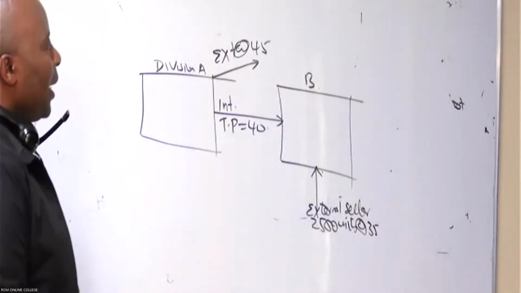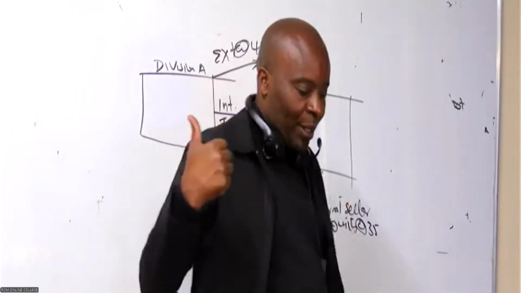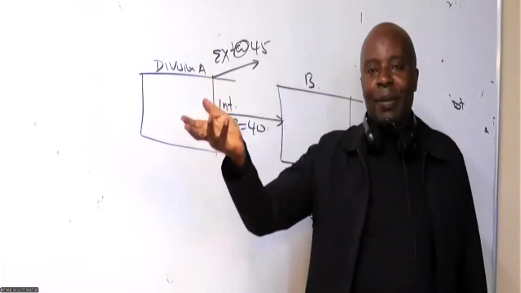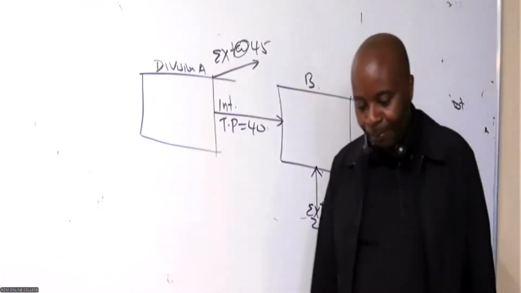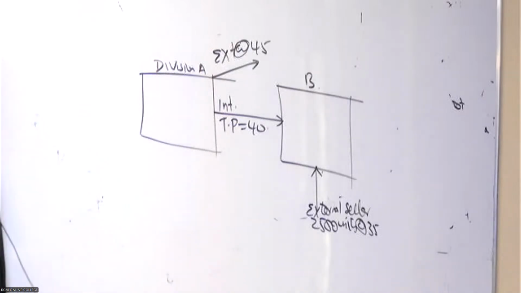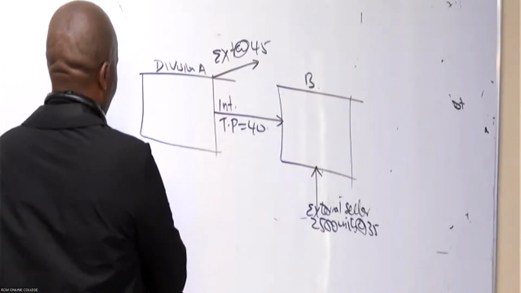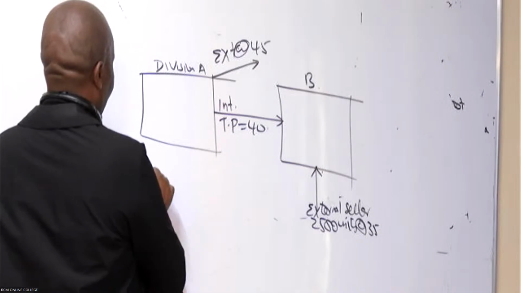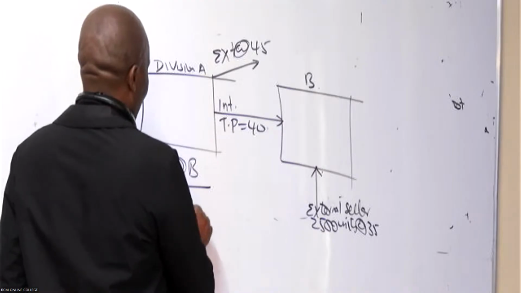If you are the manager at division B, what do you think will be the best decision for you? Buy from A simply because A is your sister department, or buy from this external manager, the external market? Buy at 35. I also agree with that. I will buy in this case at 35. So what will be the impact if we buy? So, decision at B: buy at 35.